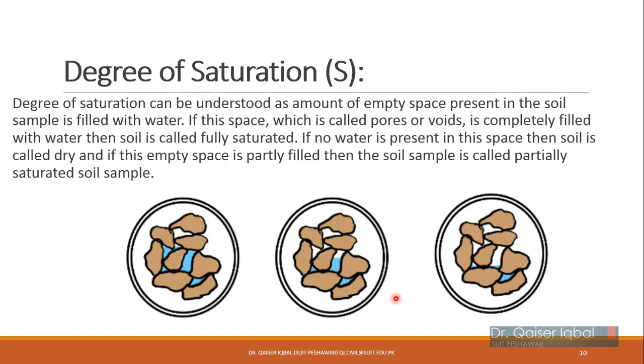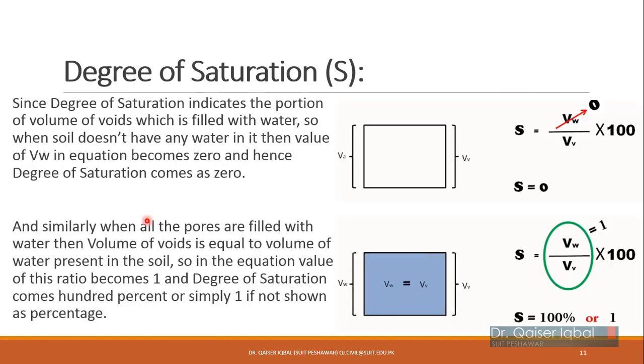So the soil can be under a different saturation condition from fully saturated to partially saturated and dry state as well, depending on the amount of moisture or water present in the voids of a given soil sample. So degree of saturation is simply a ratio of the volume of water to the volume of voids. Okay, so volume of water and volume of voids.